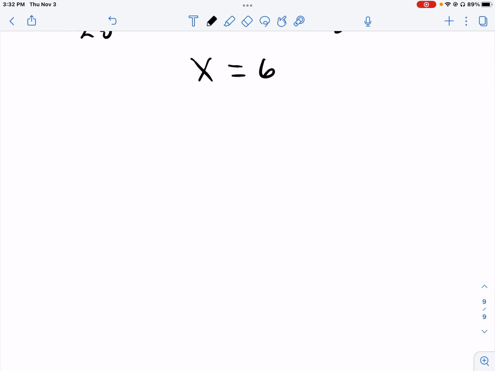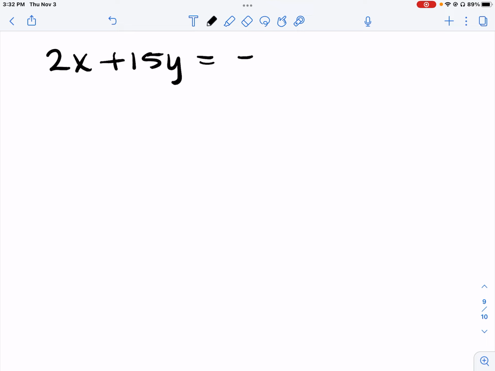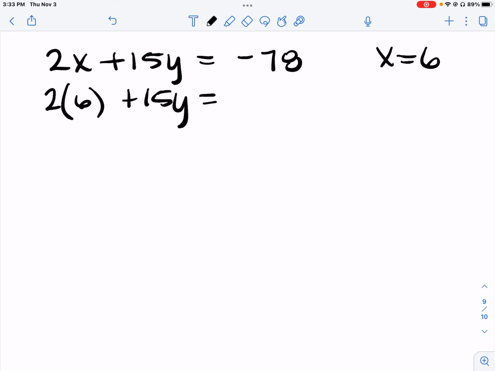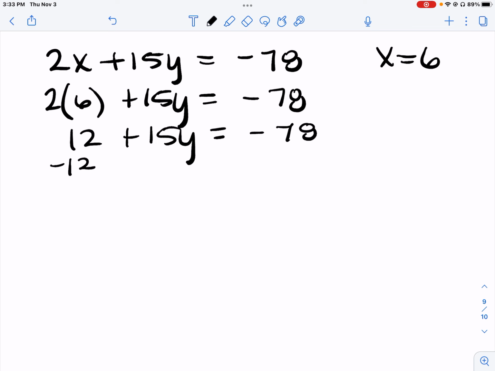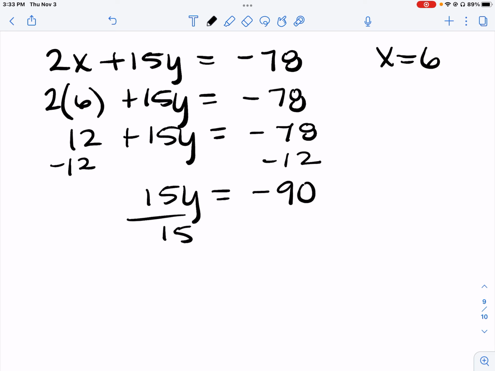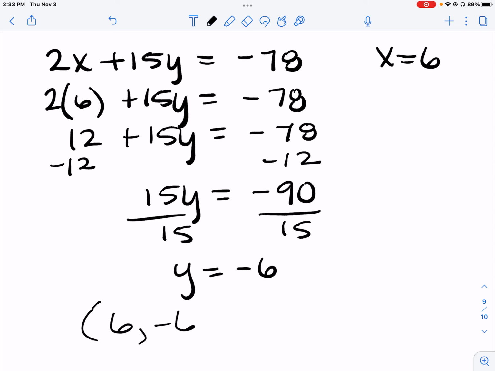Okay, we still need y. You can plug into either equation. We just found x is 6. 2 times 6. Solve for y. Divide. And that's negative 6. So our answer gets written in the form (x, y). So this is x, and that was y.